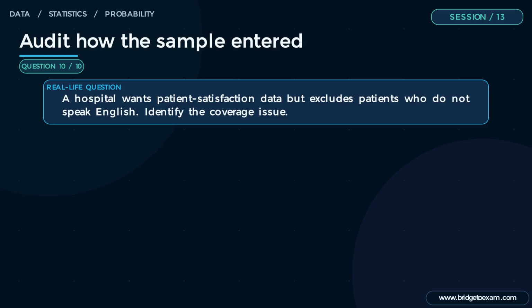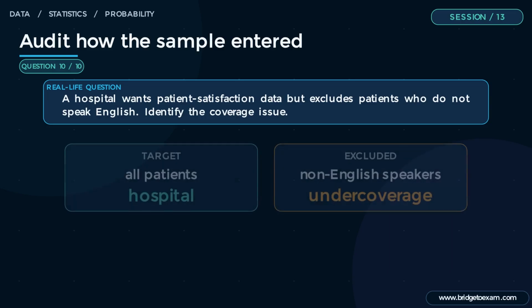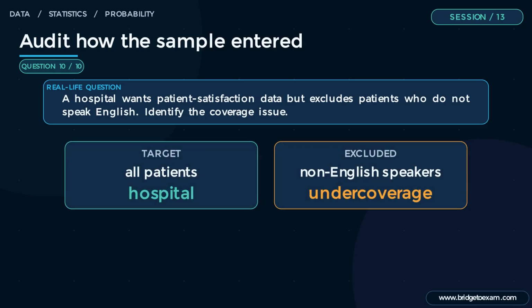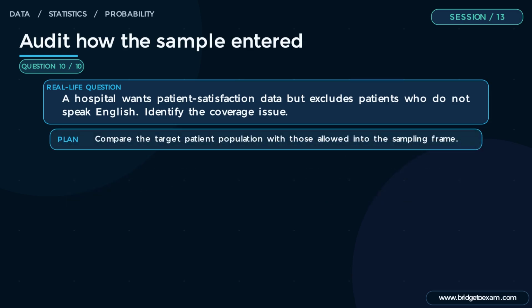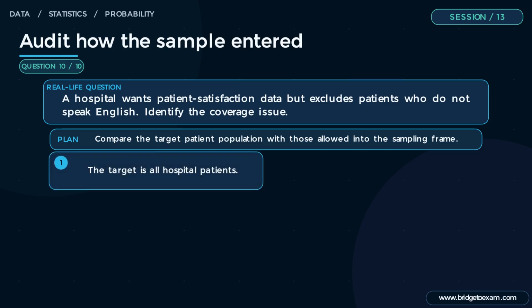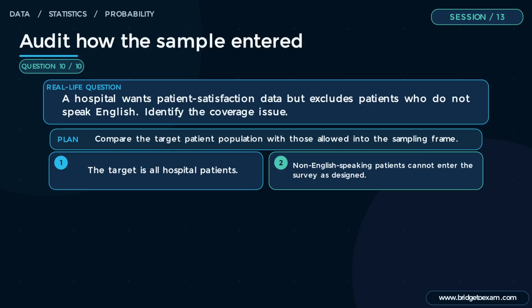Example 10. A hospital wants patient satisfaction data but excludes patients who do not speak English. Identify the coverage issue. The comparison places both cases on the same scale. Plan. Compare the target patient population with those allowed into the sampling frame. Step 1. The target is all hospital patients. Step 2. Non-English speaking patients cannot enter the survey as designed.